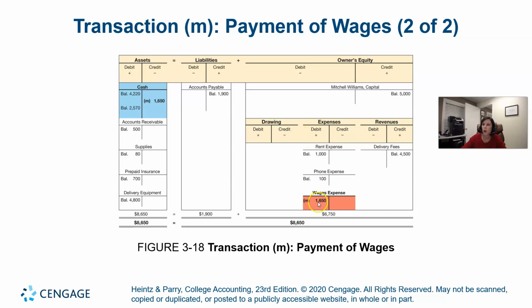Our expenses have gone up by $1,650, and so again we've got our $5,000 in equity, we have our delivery fees, those are credits, and we subtract the expenses from the credits and we get a balance of $6,750. Adding our liability to that, we see that the right side of our equal sign is $8,650, which matches the left. We are in balance, we can move forward.